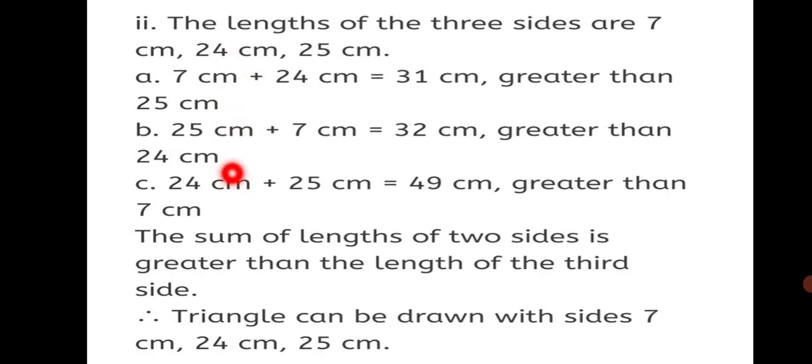So condition fulfilled. Now operation C. In that we shall take these two remaining sides, 24 plus 25. 24 plus 25 is equal to 49, which is greater than the remaining third side, 7 centimeter. That means in A, B, C, the condition is fulfilled. What condition? The sum of the lengths of two sides is greater than the length of the third side. Therefore, we can now state that triangle can be drawn with sides 7 centimeter, 24 centimeter and 25 centimeter.